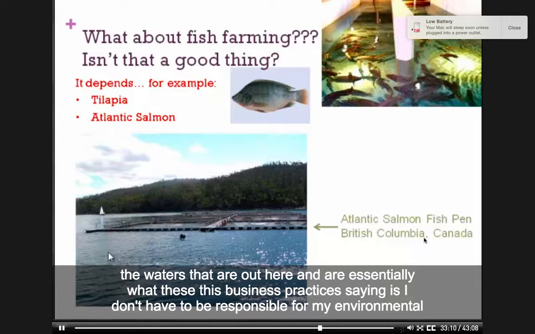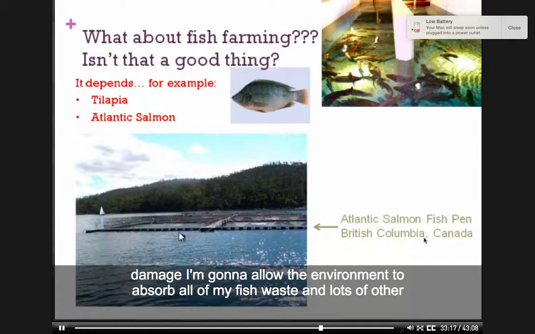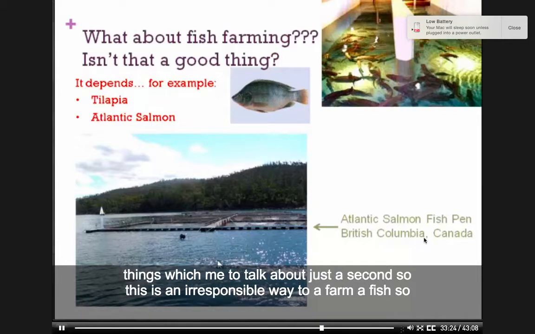And essentially what this business practice is saying is, I don't have to be responsible for my environmental damage. I'm going to allow the environment to absorb all of my fish waste and lots of other things, which I'm going to talk about in just a second. So this is an irresponsible way to farm a fish.